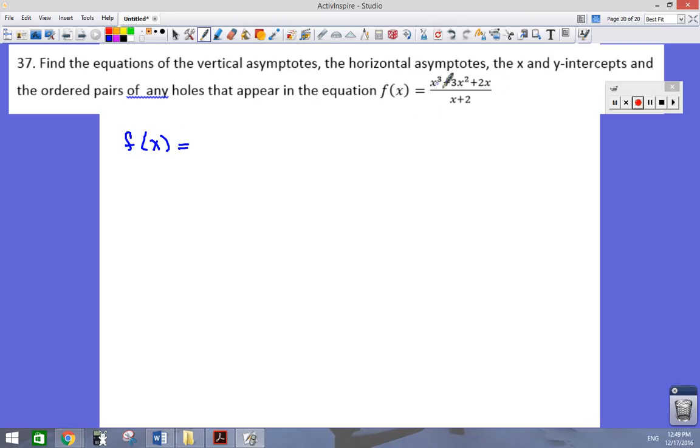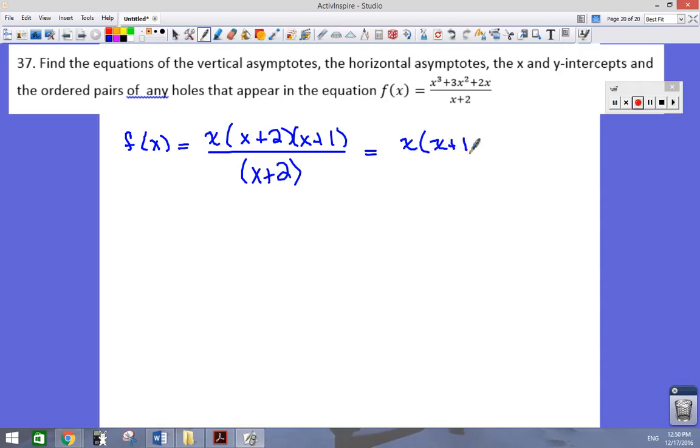I notice in the numerator that x is common to every term, so I factor an x out. Then I've got x squared plus 3x plus 2, and that factors to x plus 2 times x plus 1, and then x plus 2 here in the denominator. So I know that the reduced function is going to be x times x plus 1 because the x plus 2's cancel. Alright, so it's just going to look like a parabola.